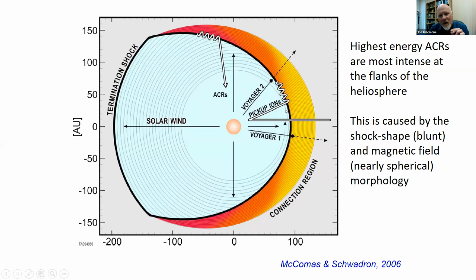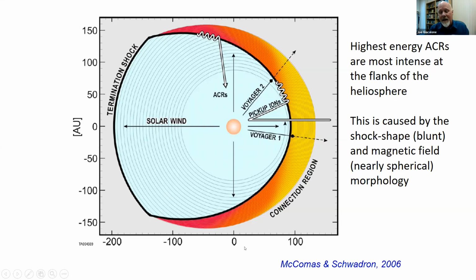And in fact, if you follow the intersection point of one of those magnetic field lines and the shock with time, you'll see that it moves along the shock. That's just because of this morphology. And because it takes time to accelerate particles, the acceleration doesn't happen instantly. At low energies, it happens quickly, but at high energies, it takes time. It takes about a year to get to these high energies. And in that year, that intersection point has moved along the shock over to here. And so the high energy anomalous cosmic rays are most intense at the sides or the flanks of the heliosphere.